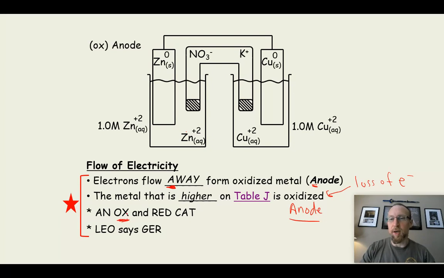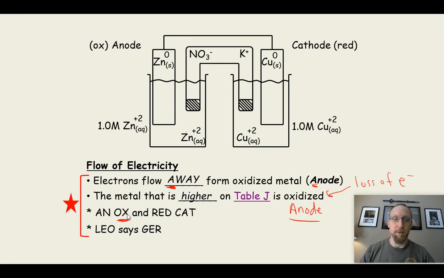It's oxidized. That's where oxidation is occurring, right? The anode is where oxidation occurs. So what does that make the copper electrode? That makes it the cathode. So process of elimination, right? There's two electrodes. If one's the anode, the other is the cathode, which is the site of reduction, right? The cathode is the site of reduction.